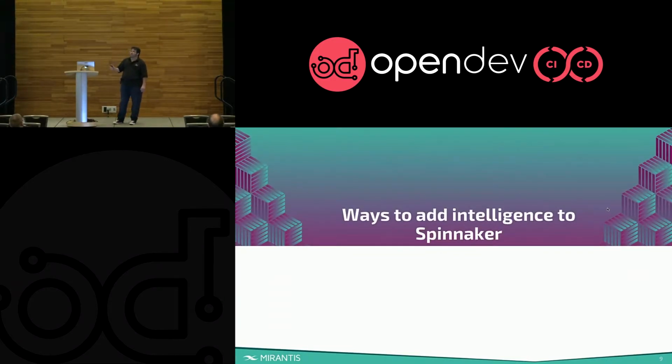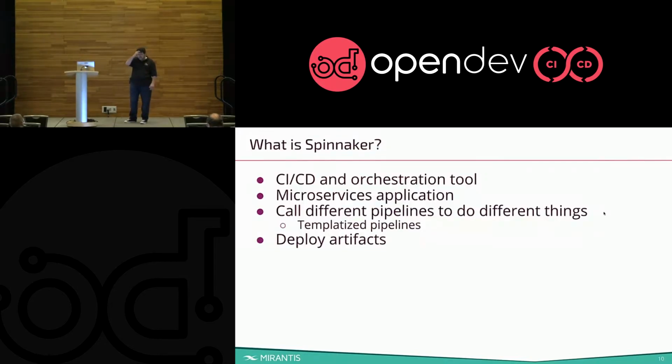Okay, so we know that we can use Spinnaker for continuous delivery. Now we already know that Spinnaker is this orchestration tool and that it's a microservices application. We know all that. That's great. It's terrific.